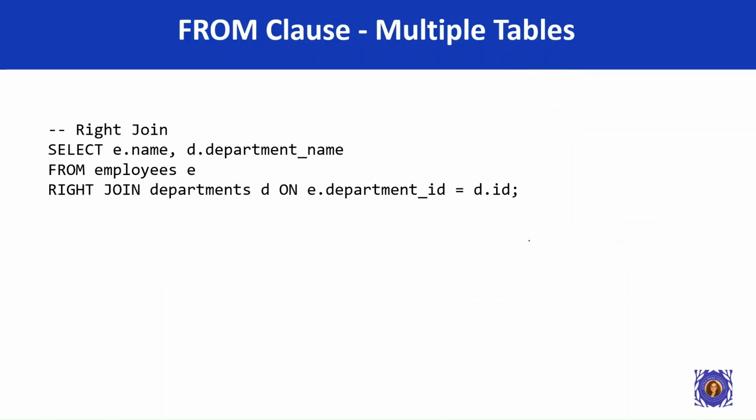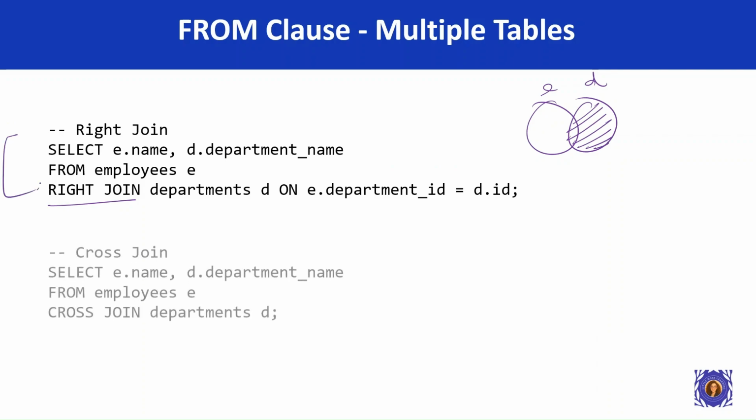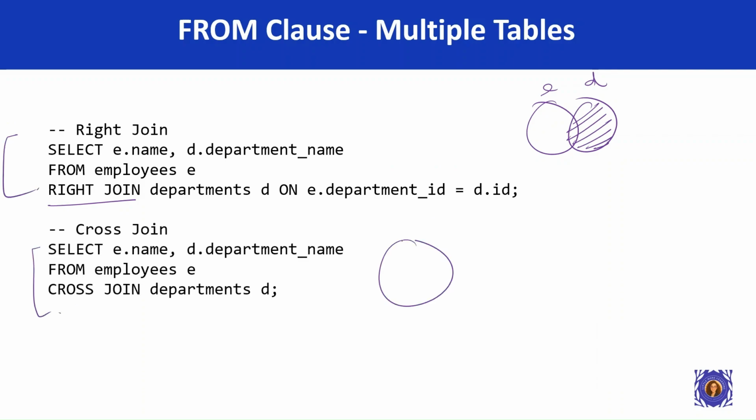Next up is right join, similarly, left to right. Now this is table E, this is table D. The right side of the entire E and D is the output of this particular segment. Next we have the cross join, where all the values from both the tables are output. Cross join is also known as full join.